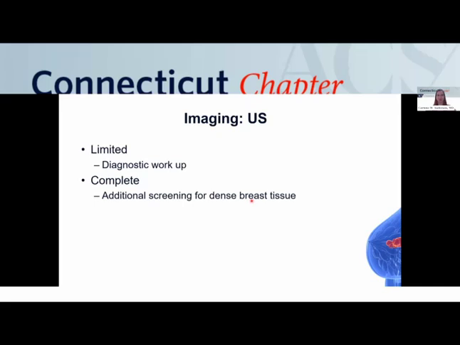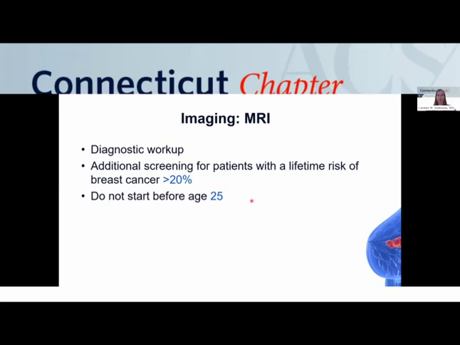When you order an ultrasound, you can have a limited ultrasound, which again we use for diagnostic workup, or a complete ultrasound, scanning the entire breast, which we use for additional screening for women with dense breast tissue. The third form of breast imaging that you will commonly see is MRI. This can be used as diagnostic workup or for additional screening for patients with a lifetime risk of breast cancer greater than 20%. That is our cutoff for high risk. The reminder: average risk for breast cancer in the female US population, 12%, high risk cutoff 20%.